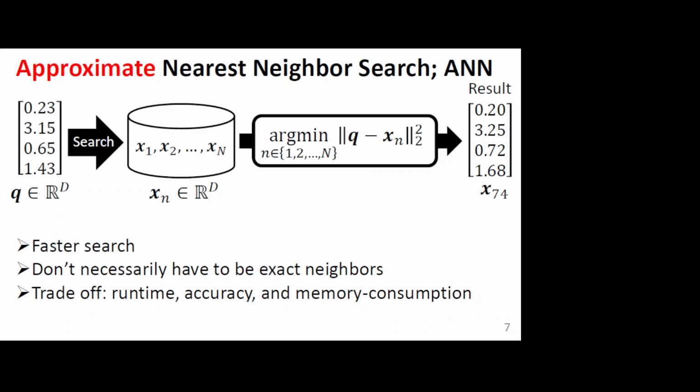So we have to find a trade-off between your runtime, which should be fast, the accuracy, which we hope is high, and the memory consumption. Your index structure is additional storage in memory, so we hope it should be compact and not consume too much memory. We try to find the trade-off between these three factors.